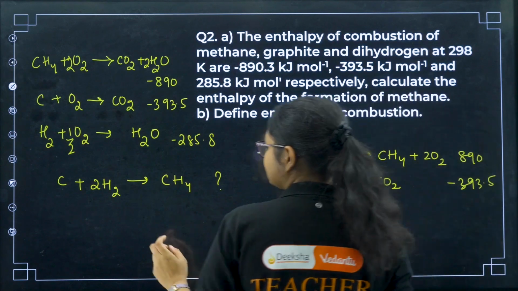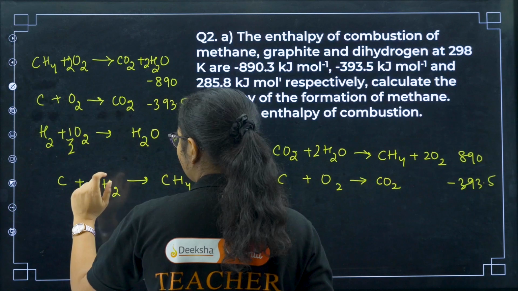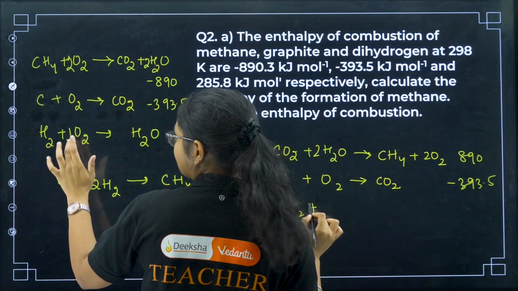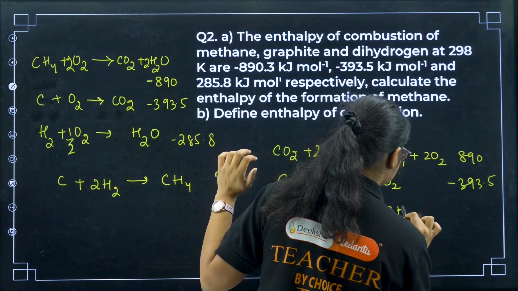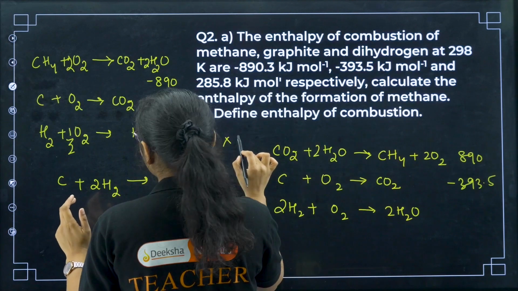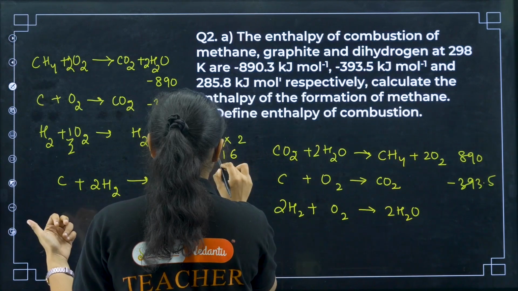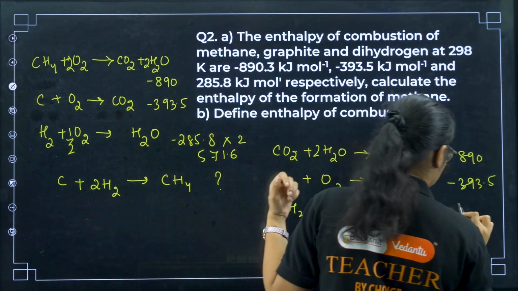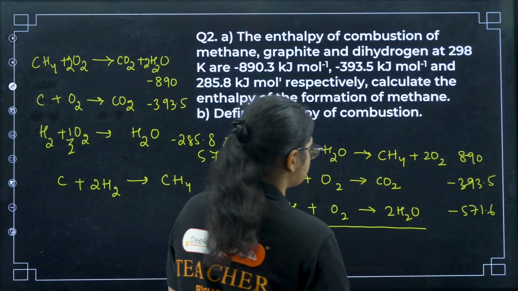Next I want 2H2. So I have to multiply this equation with 2, because I want 2H2. If I multiply by 2, this will become 2H2 plus O2 gives me 2H2O. And the value here is minus 285.8 into 2. So 2 8s are 16, 2 5s are 10 plus 1 11, 2 8s are 16 plus 1 17, 2 2s are 4 plus 1 5. So minus 571.6.